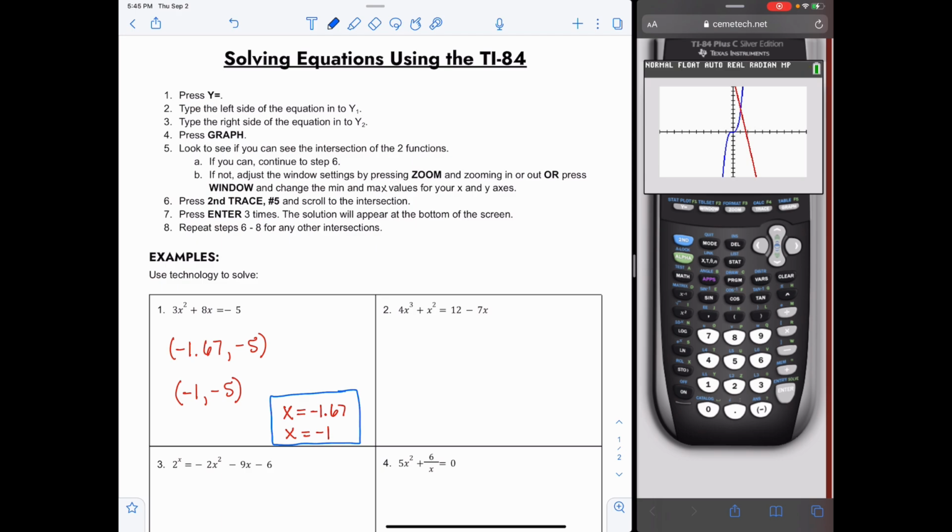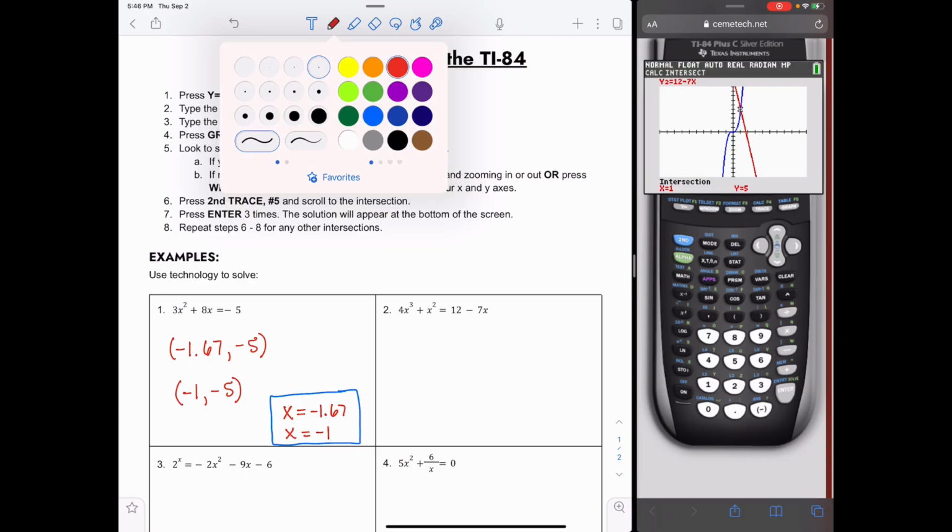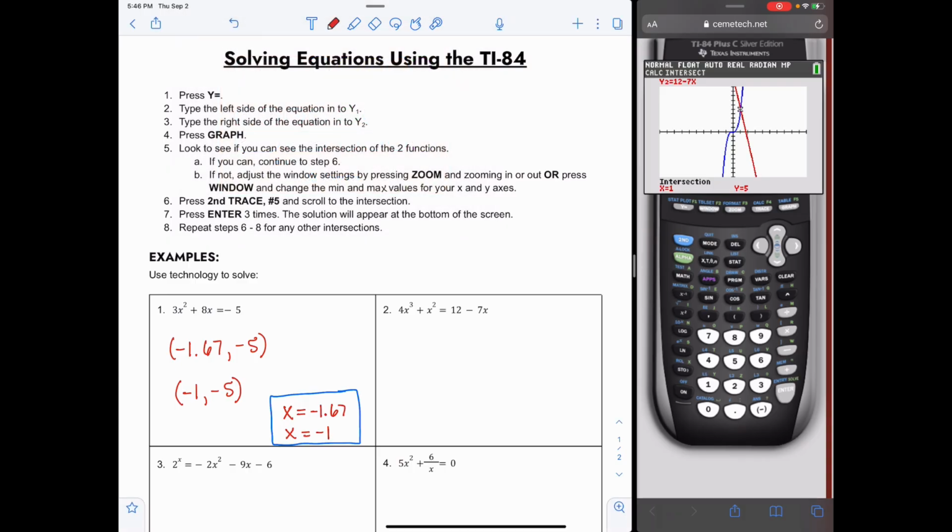As you can see here, I have one intersection. So I'm going to press second, trace, and go to number 5, and scroll as close as possible. Okay. And then I'm going to hit enter 3 times. And as you can see here, the answer to my problem, remember, we only care about what x is. So that means x is equal to 1.